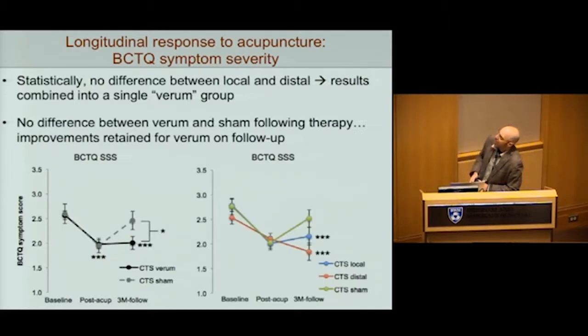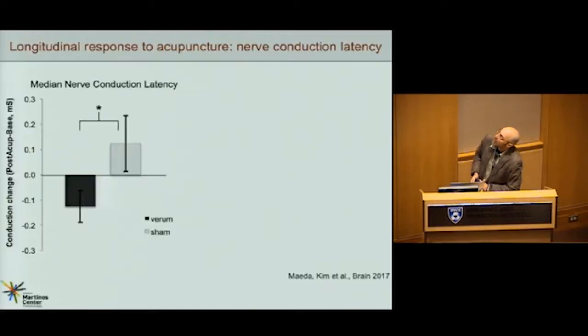And then this is the breakdown for the local versus the distal versus the sham acupuncture group. You can see that here, basically similar to what I just told you. Then, when we looked at objective outcomes, these are the median nerve conduction latencies that were also recorded in the NCS studies. Here we did find a difference between Verum and sham acupuncture. There was improvement following Verum acupuncture that was significantly different, and there was actually some worsening in the sham group. So over time, these patients were actually getting worse if they were being treated by sham acupuncture.